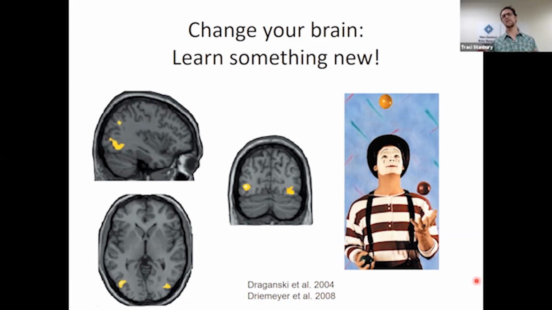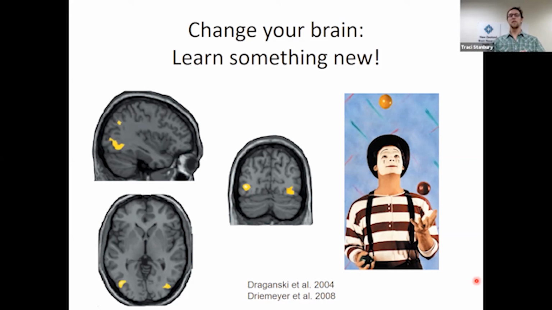So this is a great study. It was a relatively old study now. The first time that they did it was in 2004, but they've repeated this in young people, in old people, in people with some sort of disorder, in healthy people. And basically we've been able to show the same thing over and over. And that is, how does the brain respond to learning something new?